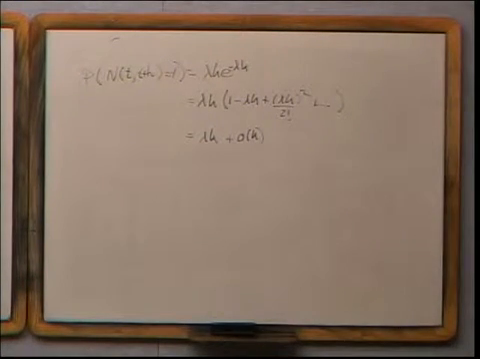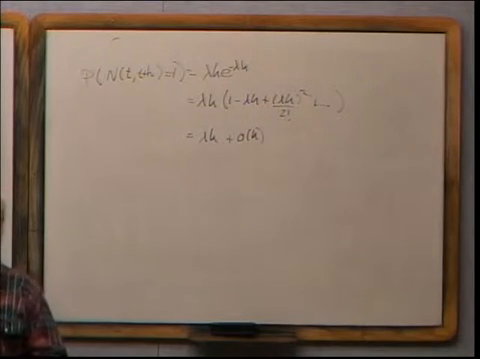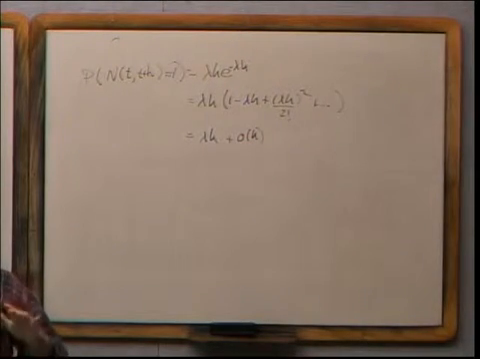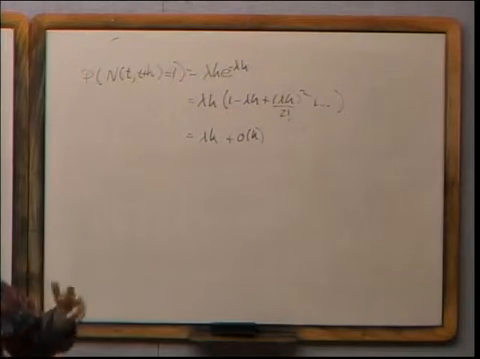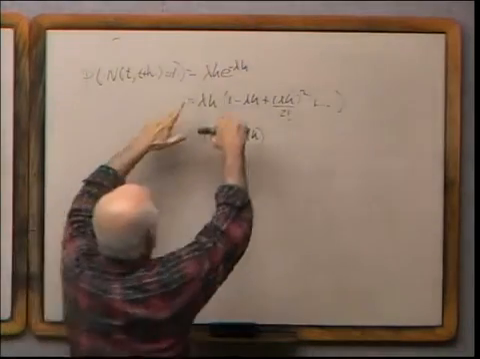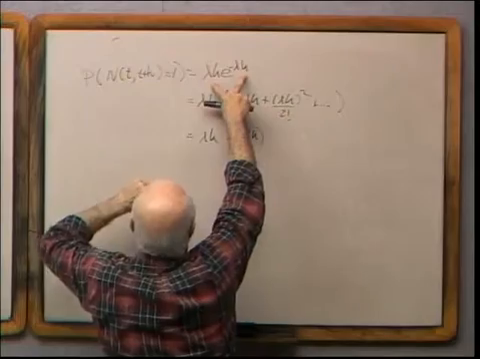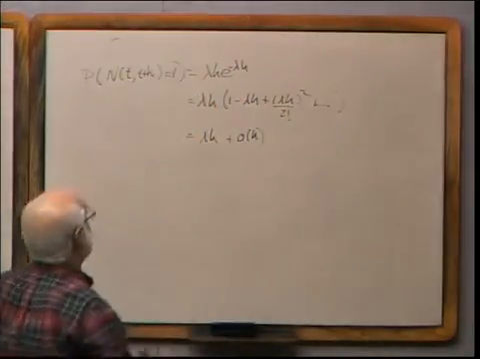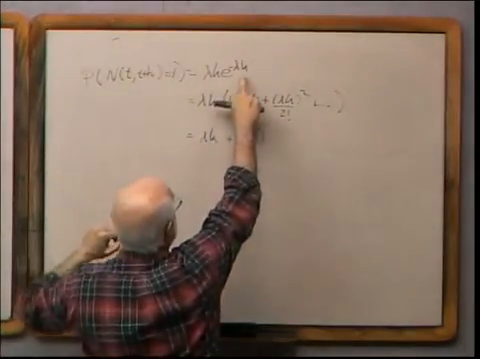Sorry, just one more time, explain how you're doing the o of h. Okay, the question is, where does this o of h come from? Remember that I got this result right here. This is what I get when I evaluate the integral. Then I expand e to the minus lambda h.